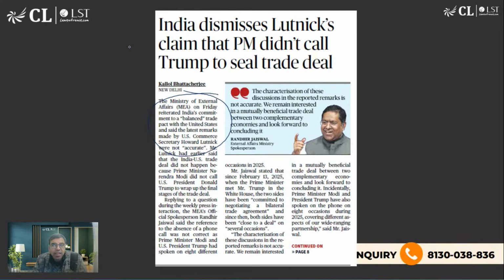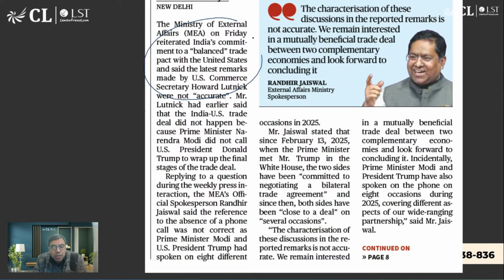Reiterated means saying again, with emphasis, a balanced trade pact. So the trade deal should not be favorable only to one country. Balance means it should be beneficial to both. Then only we'll do the trade deal. So that's what is being talked about. They said the latest remark made by the US Commerce Secretary is not accurate.